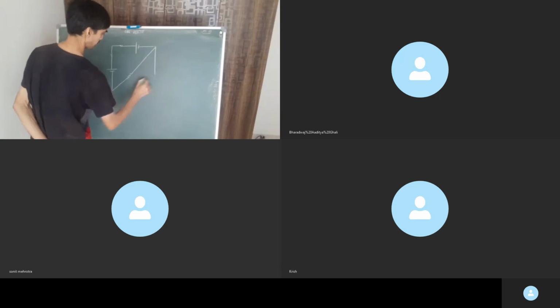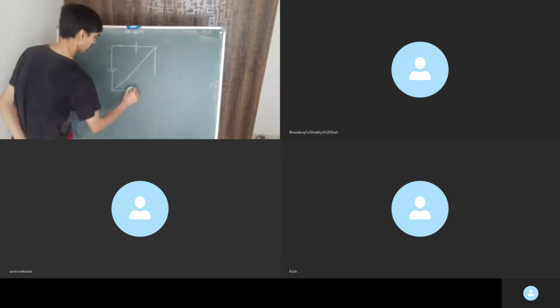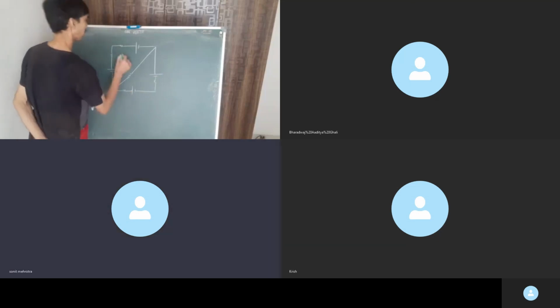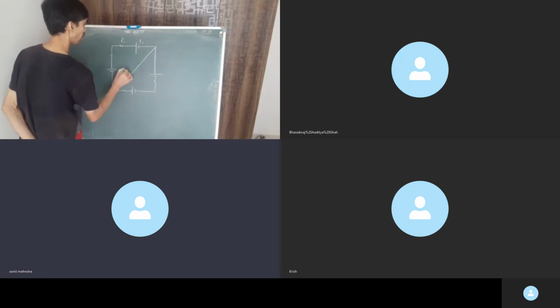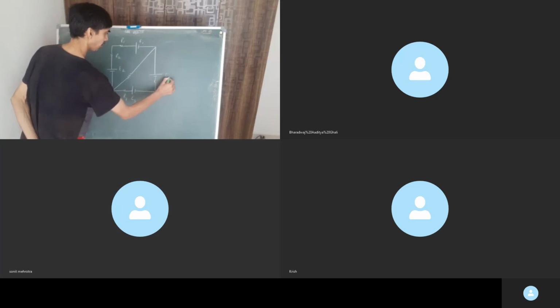And then there is a cell here, with polarity, whichever it may be. I'm writing for a general case. Take any polarity. I'm marking them as R1, E1, E2, R2, E3, R3, E4, R4, and this is R.